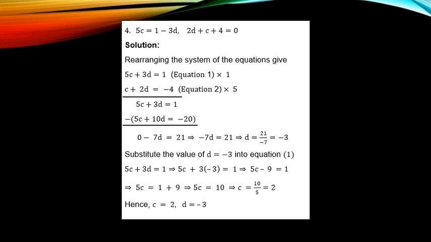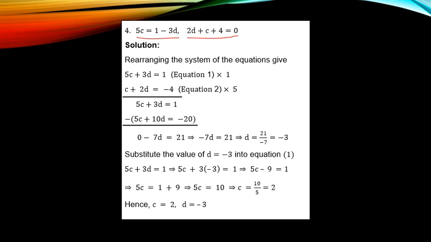Example 4. You have another equation there. 5c equal to 1 minus 3d, and 2d plus c plus 4 equal to 0. In this group of equations, the unknown variables should always be on one side and the constant on the other side. Precisely, I prefer the unknown variable on the left and the constant on the right.